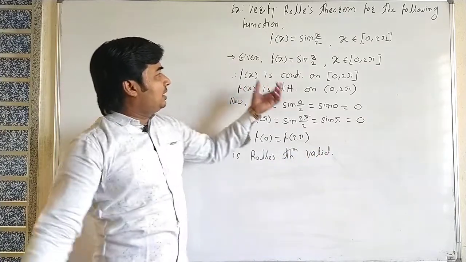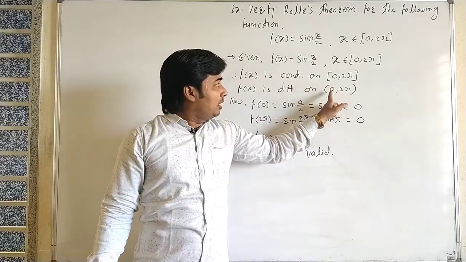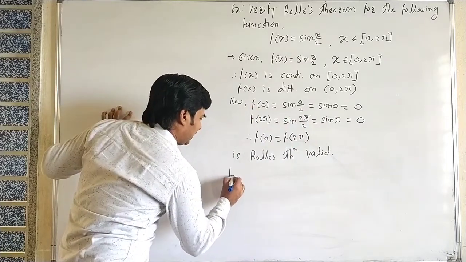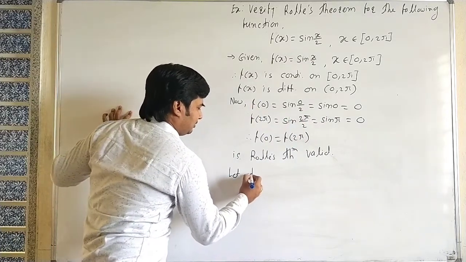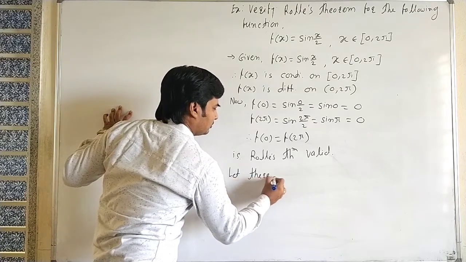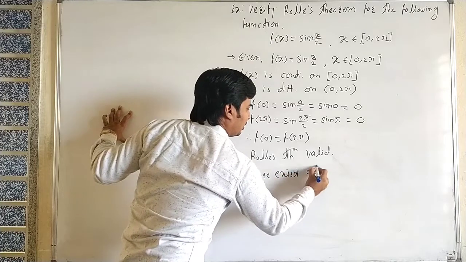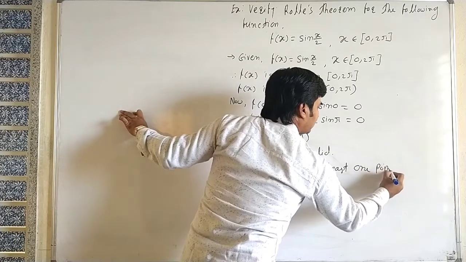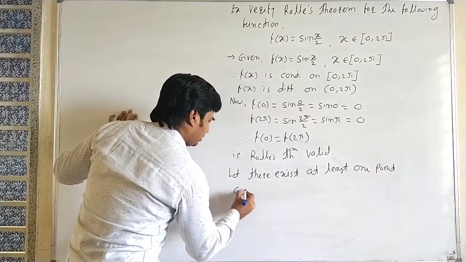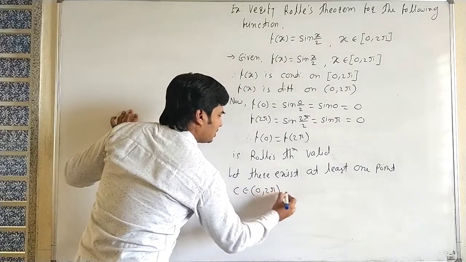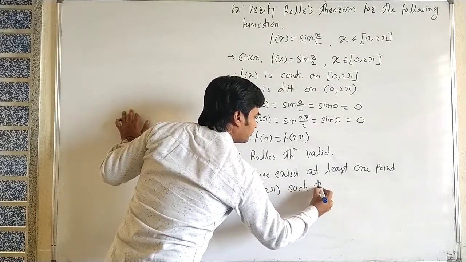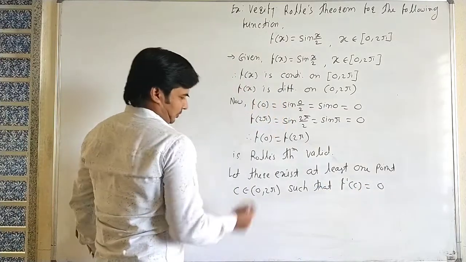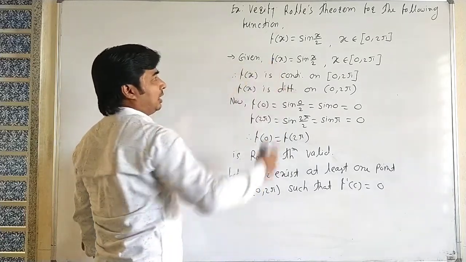Now there exists at least one point c in the interval (0, 2π) such that f'(c) = 0. Let there exist at least one point c belongs to (0, 2π) such that f'(c) is equal to 0. Now we find first f'(x) and then f'(c).